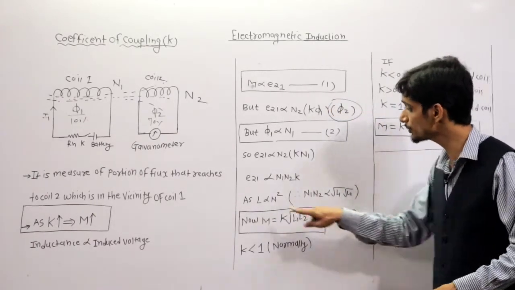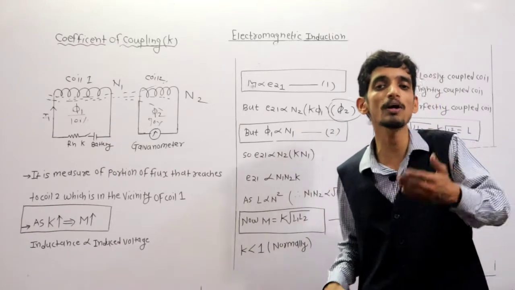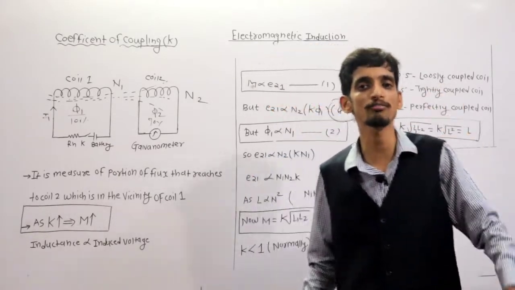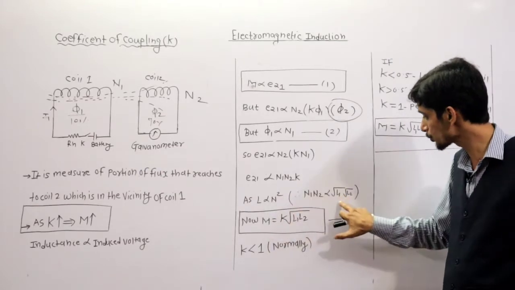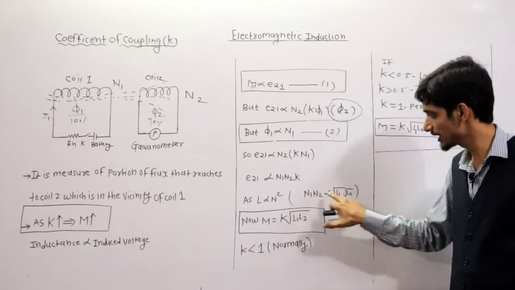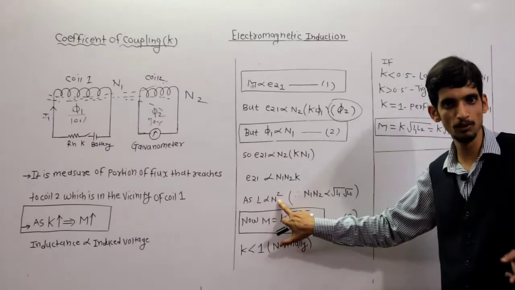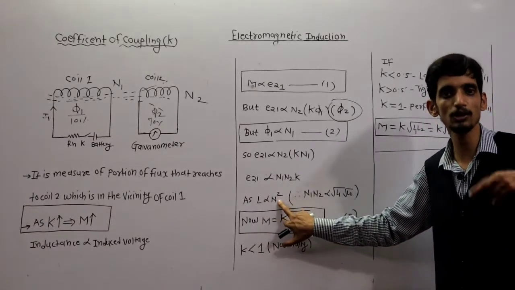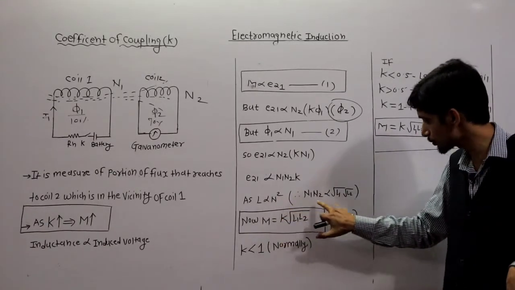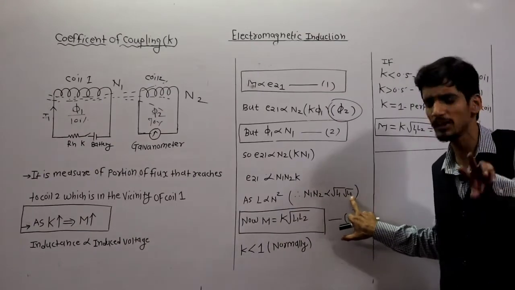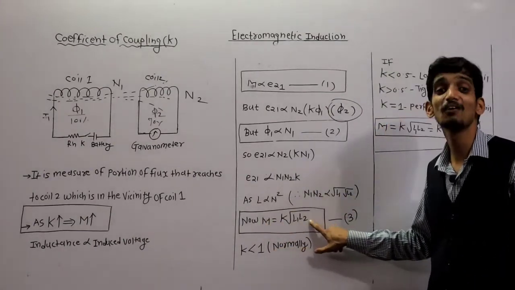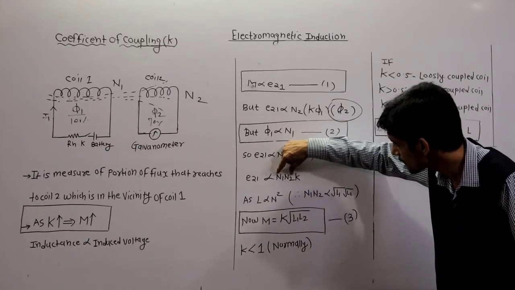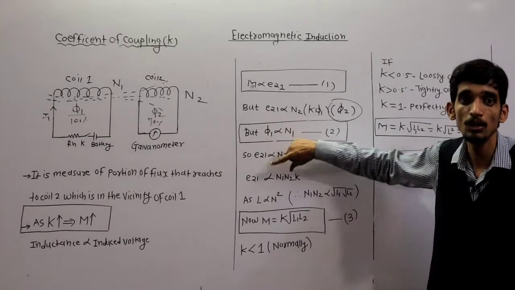Clear? As we know, the self inductance of a coil is directly proportional to the square of the number of turns. So L is proportional to N square. So definitely N1 N2 means root L1 L2. L1 is proportional to N1 square, and L2 is proportional to N2 square. So the product, the square root of L1 into L2, is nothing but N1 into N2. That's why I am getting M equal to K times root L1 L2. So this factor is nothing but the square root of L1 into L2.